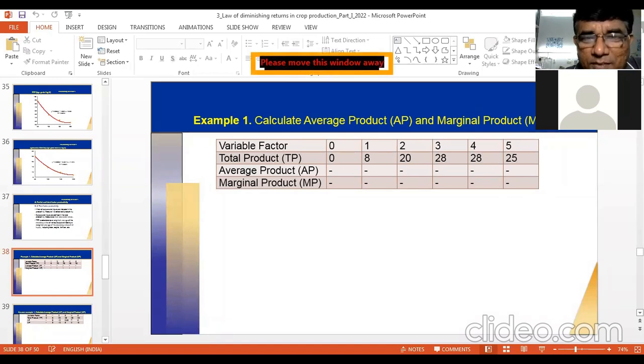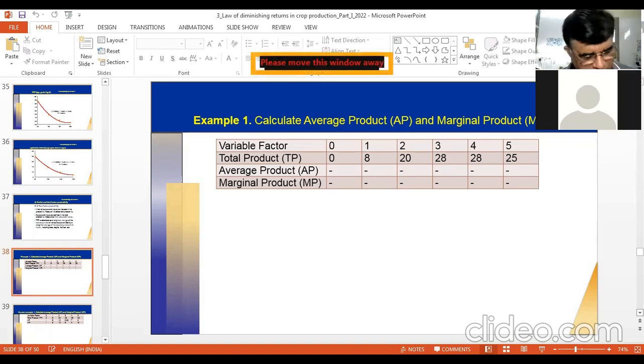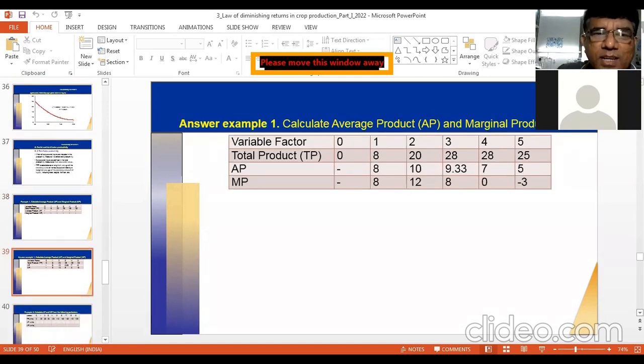So this is your numerical for all the students. You can take your pen, paper, or diary. See, there are 4 different rows. In the first row, you have the variable factor. The variable factor may be any, your seed, fertilizer, or pesticide, or labor: 0 unit, 1 unit, 2 unit, and 5 unit. You get total product 0, 8, 20, 28, 28. First I am giving you a lesson on how to calculate average product and marginal product. Sometimes you get questions in your quiz exam to calculate the average product and marginal product. The calculation is very simple. You can see here, average product is very easy.